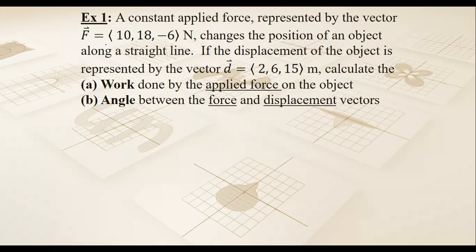Okay, so by applying this force up here, what we're doing is we're causing the object to change position, where it would move positive 2 meters in the x direction, and then it would move positive 6 meters in the y direction, positive 15 meters in the z direction. And then if you just drew a vector from the start to the finish, that would represent the actual displacement of the object. Okay, so let's go ahead and calculate this.